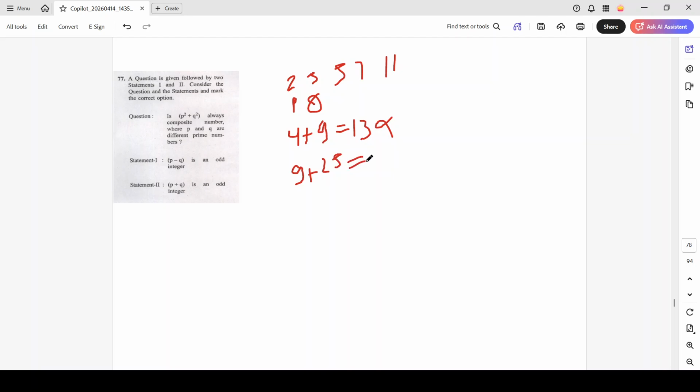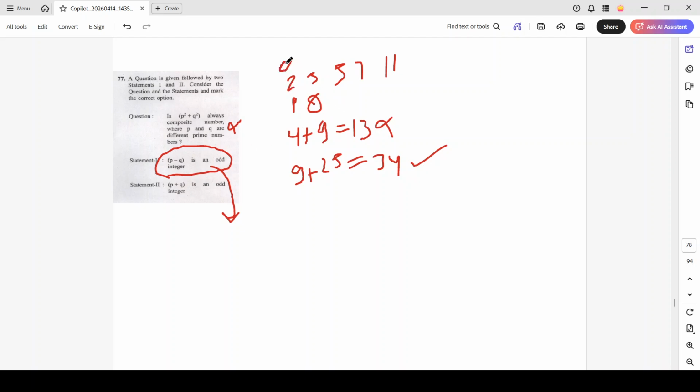Then what does it become? 34. And this is a composite number. That means the statement is not able to answer the question clearly on its own. Now, p minus q is an odd number. What is its possibility? The difference of two odd numbers is an even number.